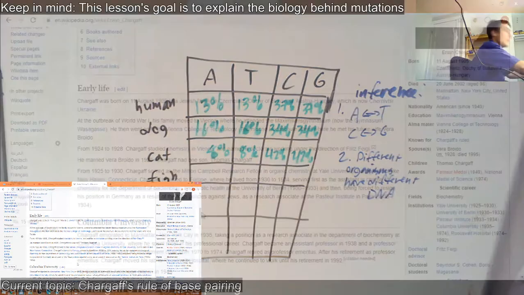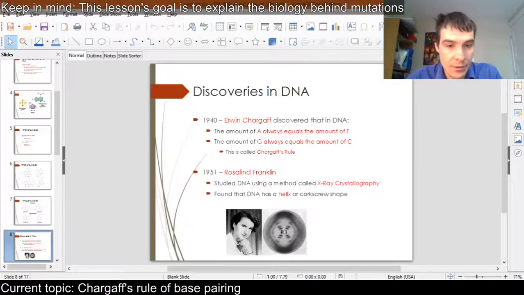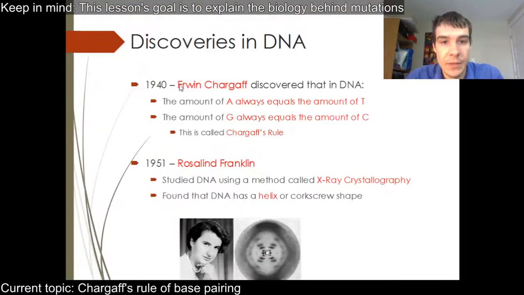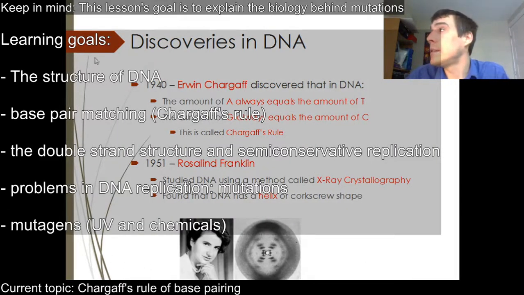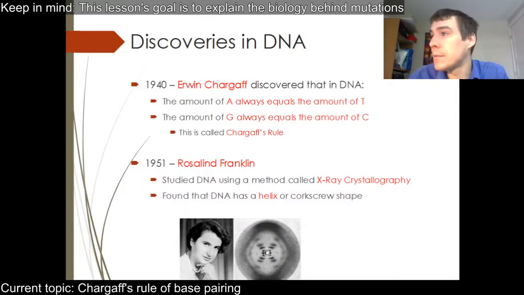Yeah, let's jump back to the note. So that's Erwin Chargaff. That's commonly called Chargaff's rule down here. So the next topic, if we look at our notes, is the double strand structure and the semi-conservative replication. So pulling that away, let's talk about double-stranded DNA, semi-conservative replication.